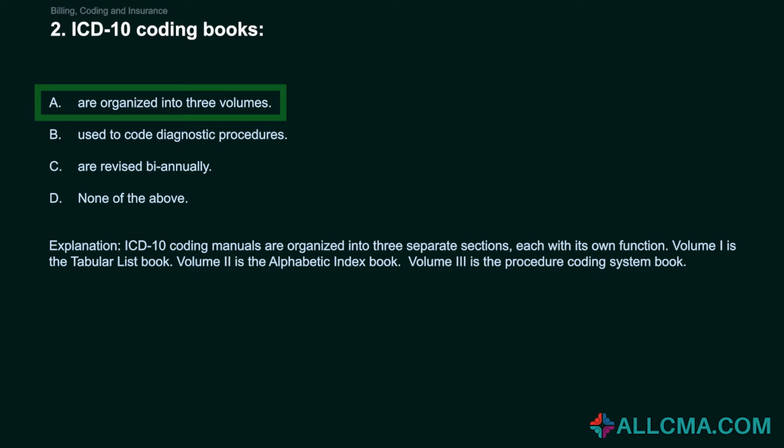ICD-10 coding manuals are organized into 3 separate sections, each with its own function. Volume I is the tabular list book. Volume 2 is the alphabetic index book. Volume 3 is the procedure coding system book.